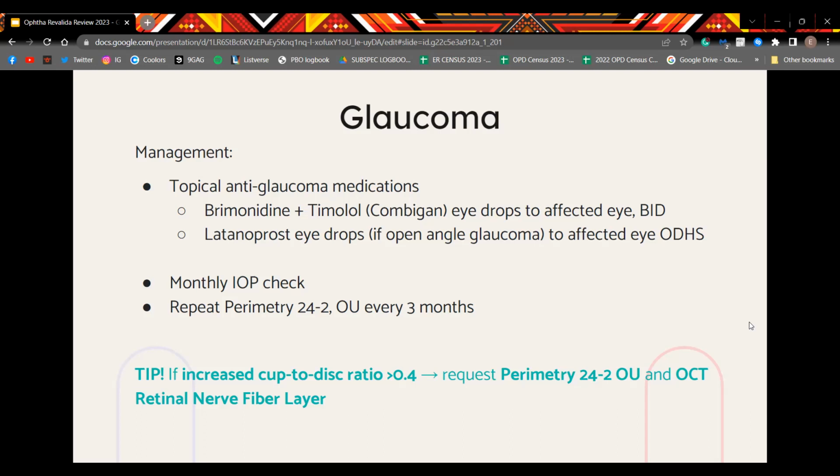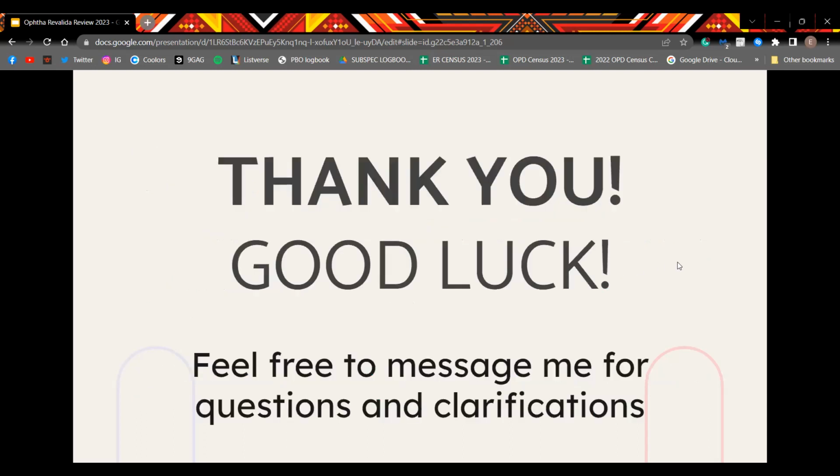Para lang silang mga high blood patients. Kailangan i-check regularly yung pressure. And for repeat perimetry every 3 months. So that would be my last slide. Do you have any questions? Anyone has questions?